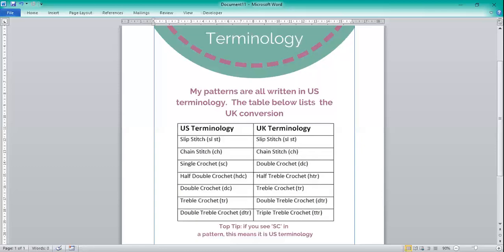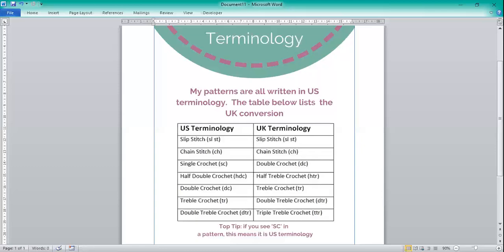So both US and UK have got a slip stitch and a chain stitch. And then you'll notice that the US single crochet, in the UK, is called a double crochet. That stitch is your toy stitch. So it's a really close stitch. And that's the stitch we're going to be working today on our mug cozy pattern.